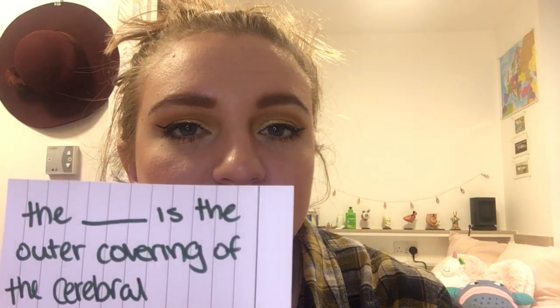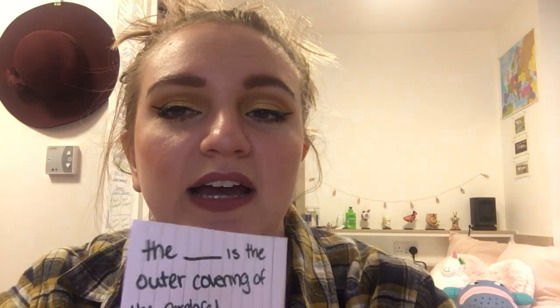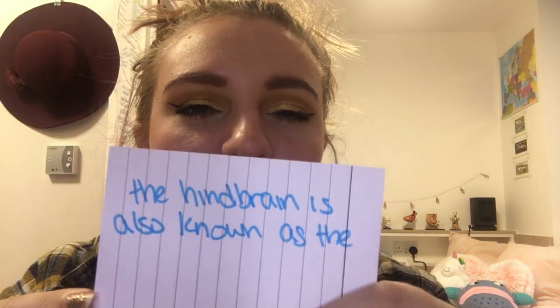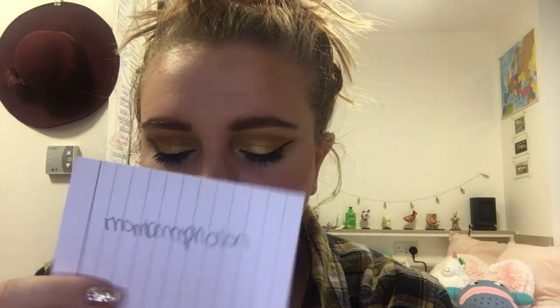The blank is the outer covering of the cerebral hemispheres. That is the cerebral cortex. The hindbrain is also known as the, think about what it's called when it's developing. That's the rhombencephalon.